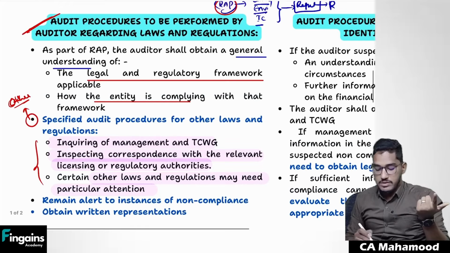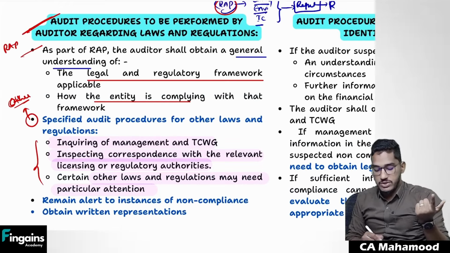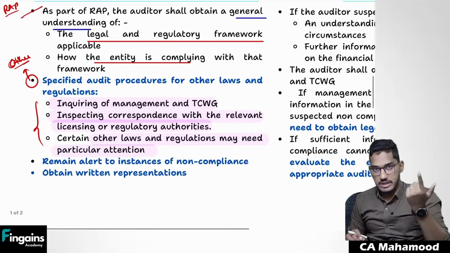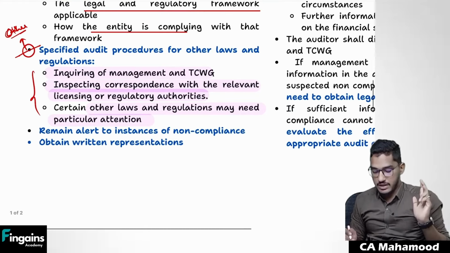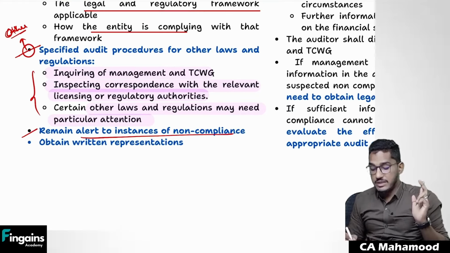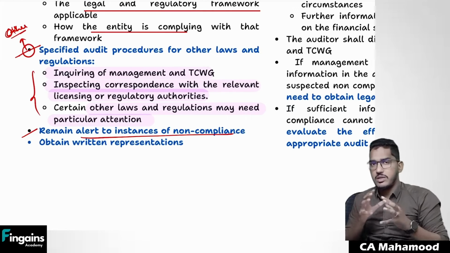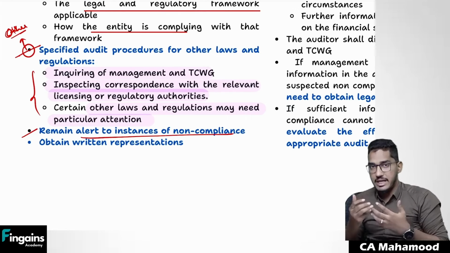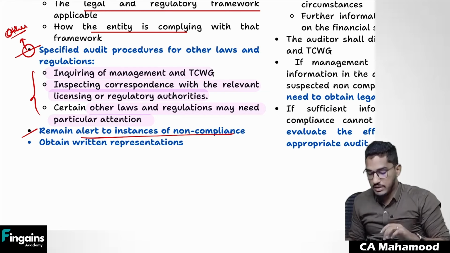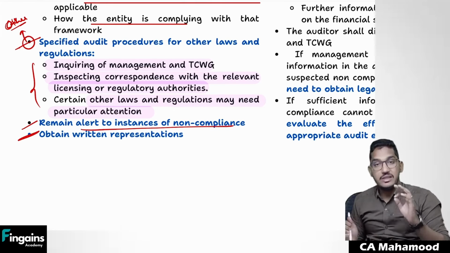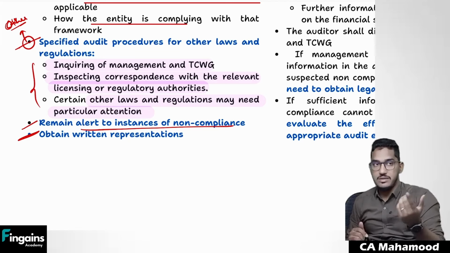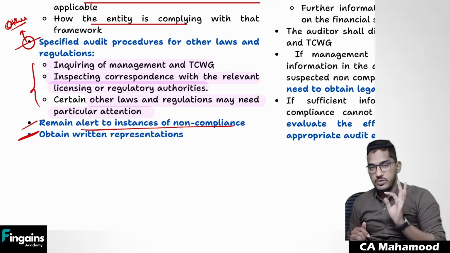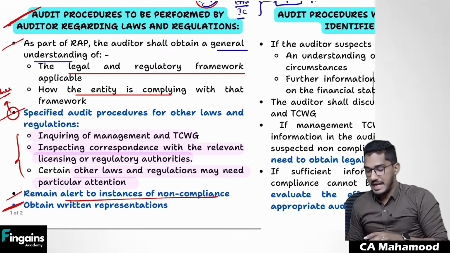So when it comes to audit procedures, the first thing we have seen is, as a part of risk assessment procedures, try to obtain an understanding of the regulatory framework and how the entity is complying. Perform specified audit procedures regarding type 2, that is other laws and regulations, and remain alert to instances of non-compliances. If you come across any circumstances which indicate that there could be non-compliance, you have to remain alert to that, and you also need to obtain written representations from the management. Ask the management to give a written confirmation that they have complied with all the laws and regulations, and that if any non-compliance is there, they have informed the auditor.